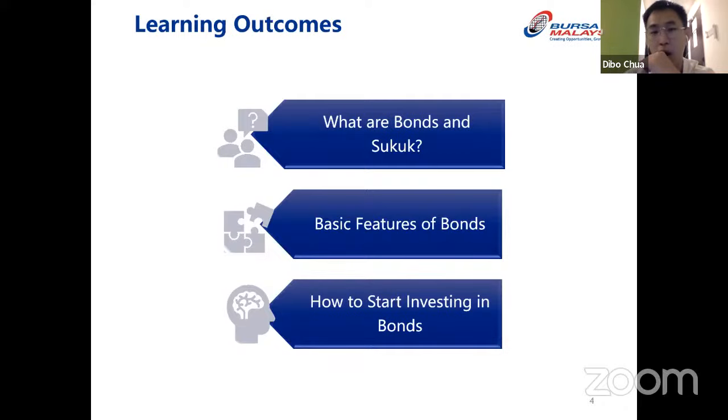So today we'll learn the basics of bonds and Sukuk. If you have any questions, or any practical examples you don't understand, maybe about bonds, or bond funds you've heard about, you can send them to me. Today's learning outcomes: we'll talk briefly about what bonds and Sukuk are, and the basic features of bonds. Bonds can be very confusing because they have many similar terms like yield and interest, so I will tell you the differences between these features. Then we'll cover how you can start to invest in bonds, which, like I said, can help you build a very good, efficient portfolio.